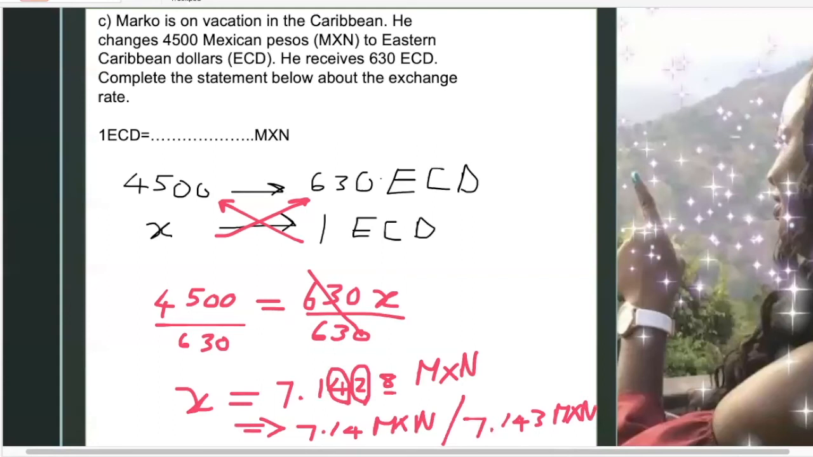So in other words, for this question, we basically have 4,500 Mexican pesos. It gave us 630. The reality is we want to know how many Mexican pesos will give me 1 Eastern Caribbean dollar. So we cross multiply: 4,500 times 1 gives me 4,500, and x times 630 gives me 630x. Then I divide both sides by 630 to give me the value for 1 Eastern Caribbean dollar.